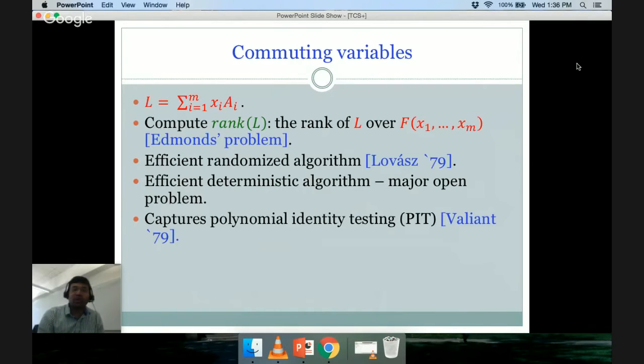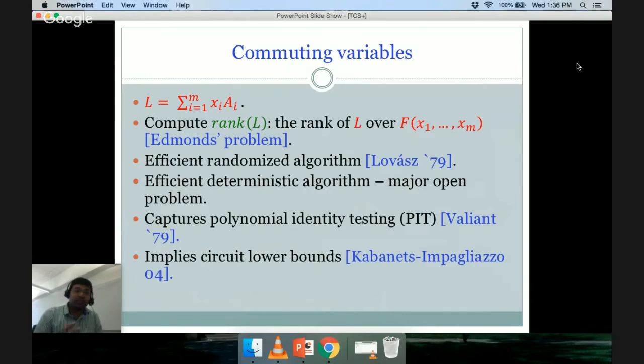This was shown by Valiant in 1979, where he showed how to encode arithmetic formulas as determinants of symbolic matrices. Thus checking whether the rank of the symbolic matrix is full or not captures the famous polynomial identity testing problem. An efficient deterministic algorithm for this problem also implies certain forms of circuit lower bounds, as was shown by Kabanets and Impagliazzo in 2004. So this Edmonds problem is a really important and fundamental problem in TCS, and its derandomization is a major question.